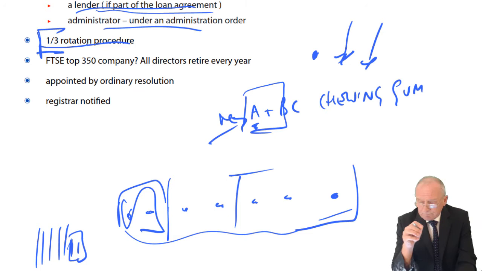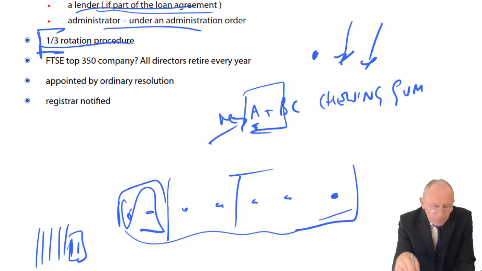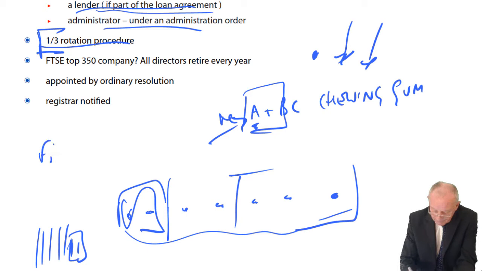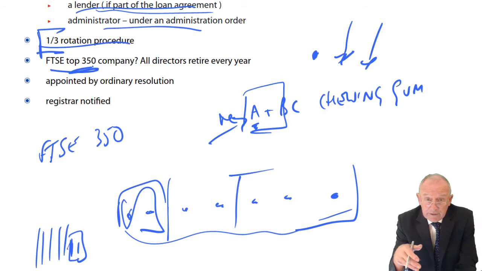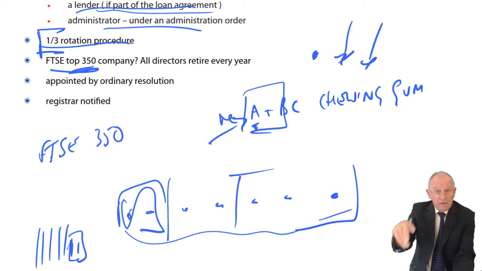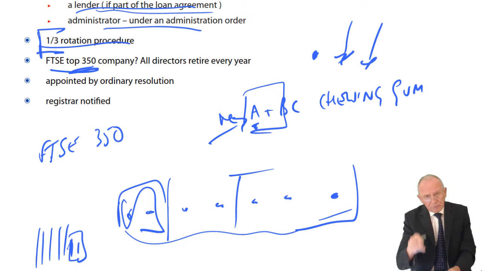But nowadays, under the principles of corporate governance, the Cadbury Report and the United Kingdom Combined Code, for a public company, this is the FTSE 350, the top 350 companies, all directors retire and resign each year and submit themselves for re-election if they choose to. So all directors every year will resign and submit themselves for re-election. But it's only for the top 350, so by definition, public quoted companies.